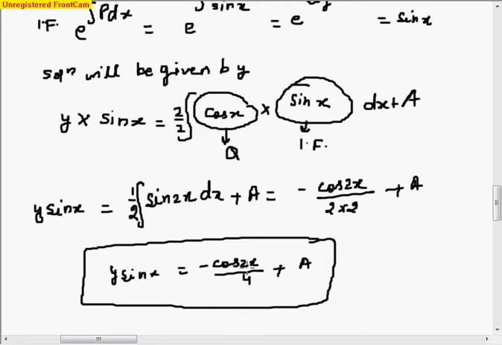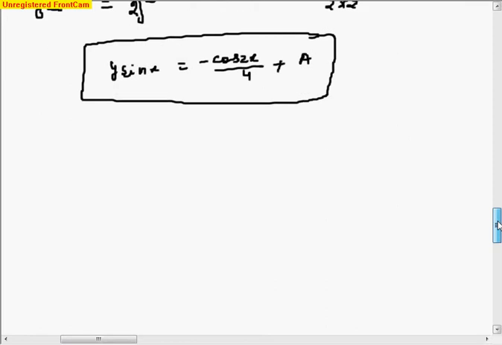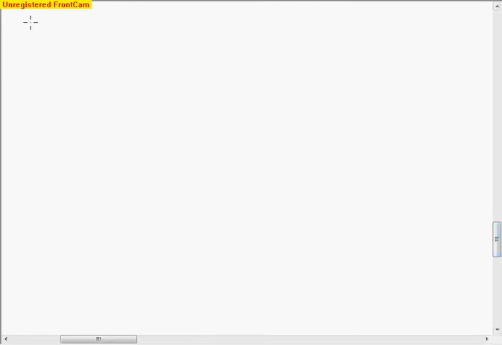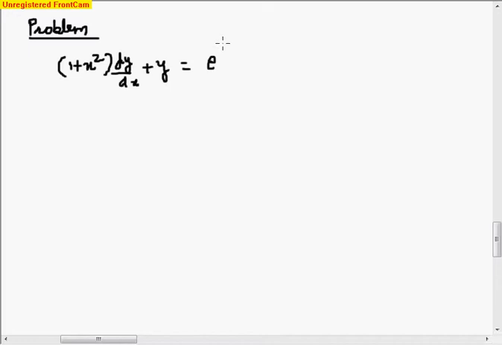Look at this. Consider this problem: 1 plus x square times dy by dx plus y is equal to e raised to power tan inverse x. Can try this, guys.